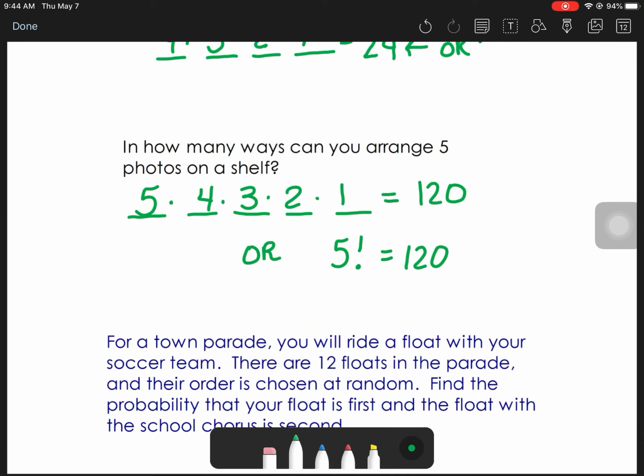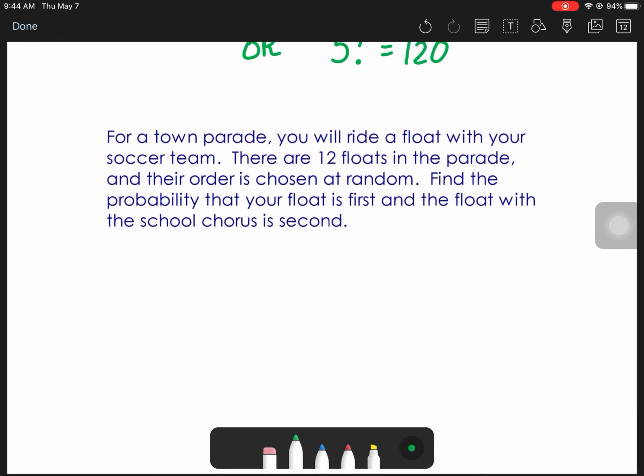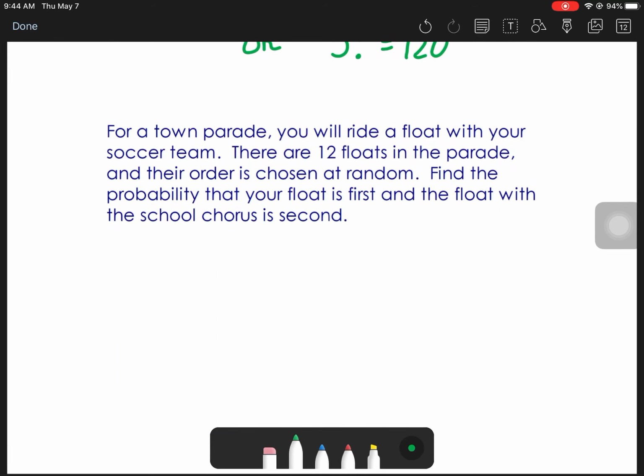All right, last. We could use our fundamental counting principle or our factorial if we needed to find probability. And that's how this ties in with our previous lessons. So in a town parade, you'll ride a float with your soccer team. There are 12 floats in the parade and their order is chosen at random. Find the probability that your float is first and the float with the school chorus is second.